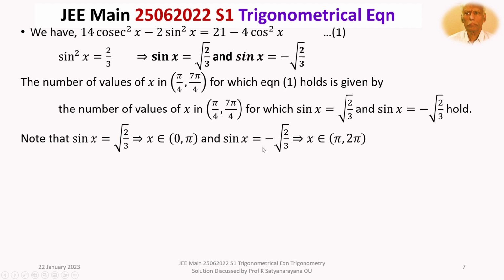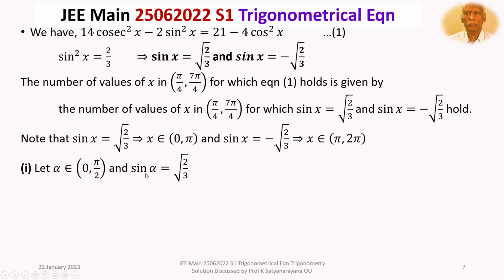Sin x is equal to minus under the square root of 2 by 3. Then x belongs to the open interval pi to 2 pi, that is, third and fourth quadrants. So first let us take case 1. Let alpha belong to the open interval 0 to pi by 2.